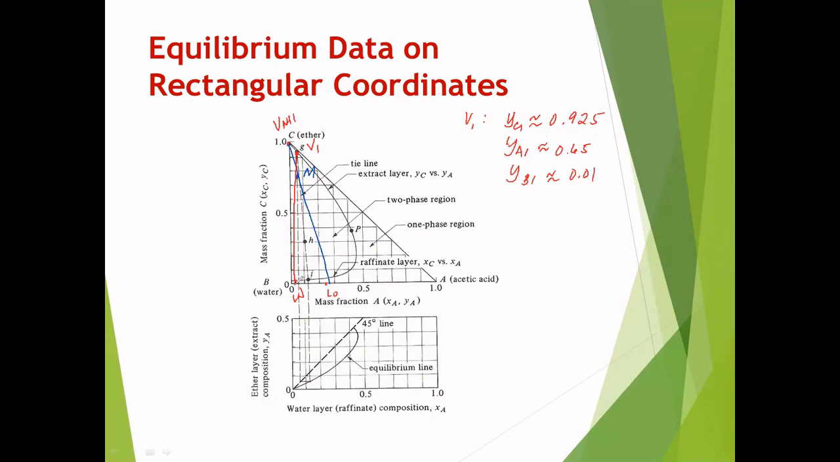Now for the raffinate, for your LN, we know already the XAN, and that's given in the problem to be 0.03. Now, the corresponding C for that is red here. So your XCN is more or less equal to 0.025. That's my approximation only for the C. The rest will be your B. Your XBN will be 0.055. So you subtract everything from 1.